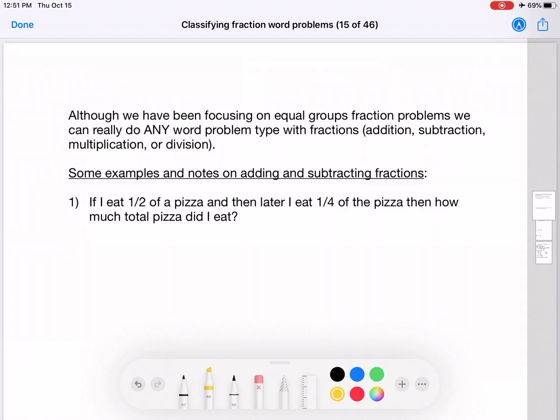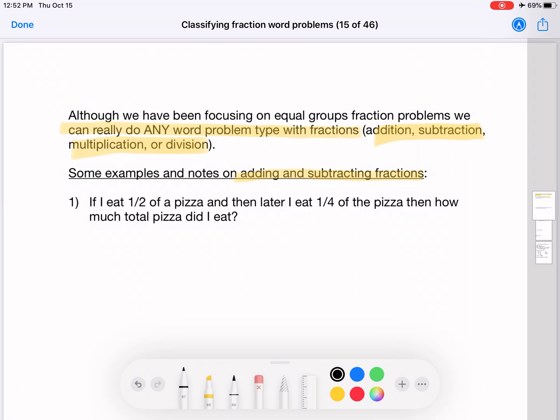So far we've been focusing a lot on working with multiplicative fraction problems, which are the multiplication and division. But in this next assignment, we're going to be working on classifying fraction problem types of any sort: addition, subtraction, multiplication, division, so we can really do any word problem type with fractions, right? So we're just going to do a few examples and notes on adding and subtracting fractions, which should be much less intensive than all of the stuff we've been previously doing.